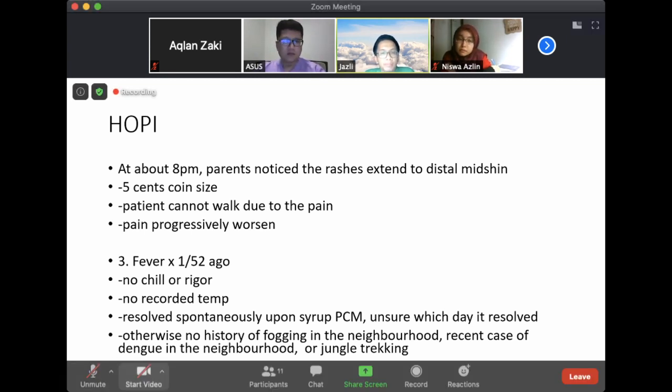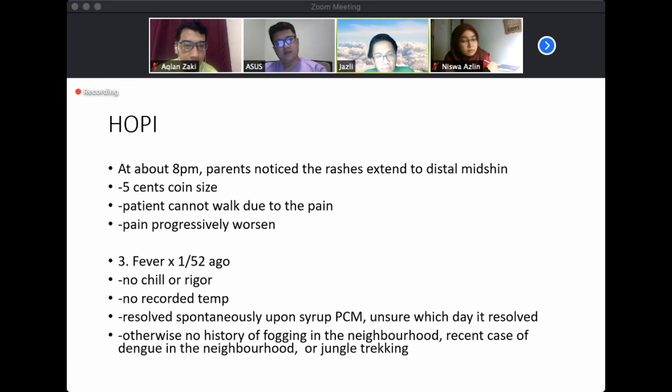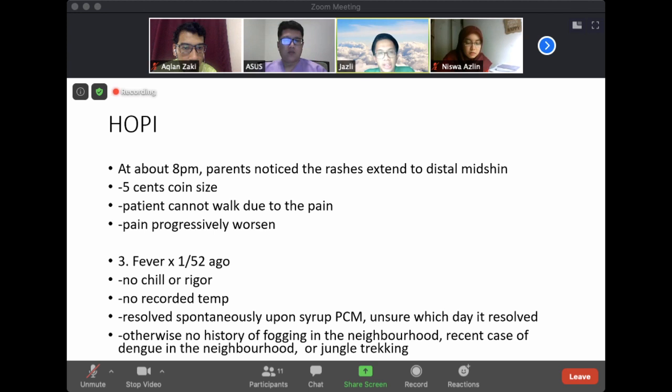So apart from the rash and the pain, there is history of fever 1 week prior to admission. It was low grade fever with no chills or rigor, no recurrent temperature. The mother claimed that it resolved spontaneously upon syrup paracetamol. However, the mother was not sure which day it resolved. Otherwise, there's no history of fogging in the neighborhood. There's no recent history of dengue in the neighborhood, and there's no history of jungle trekking.